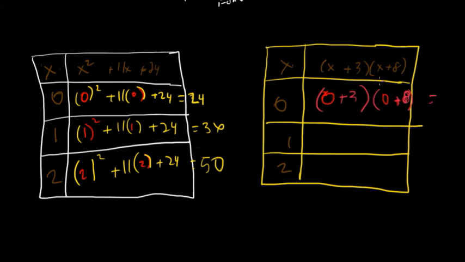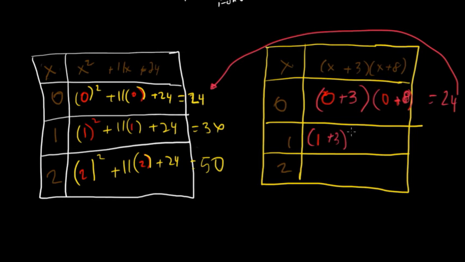Well, we're going to actually end up multiplying these together, because we'll end up getting 3 times 8, which will be 24. Okay? And that's the same thing as right here. Right? Well, let's keep going. So now we're going to substitute a 1 in for the x. So it'll be 1 plus 3 multiplied times 1 plus 8.